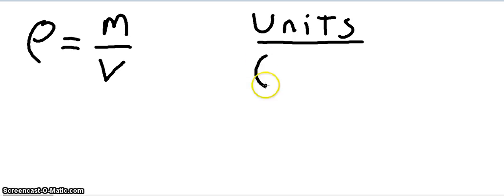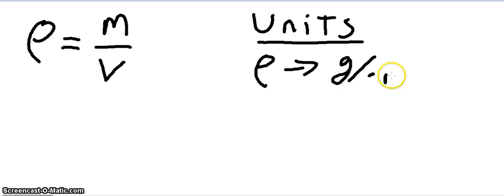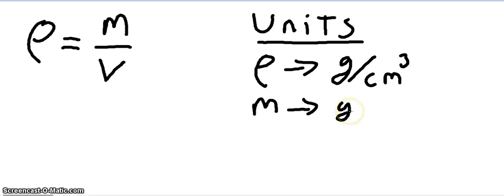So rho, the density, is typically in grams per cubic centimeter, so centimeter to the third. Of course, what that would imply is that the mass has to be in grams, and that the volume, capital V, must be in centimeters cubed. Alright, so those are the units. Let's do an example.